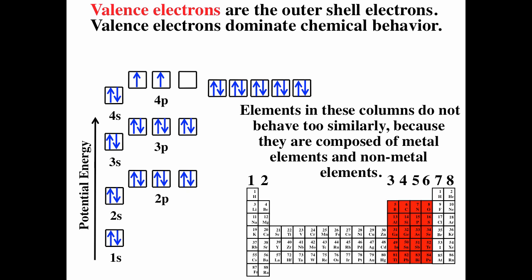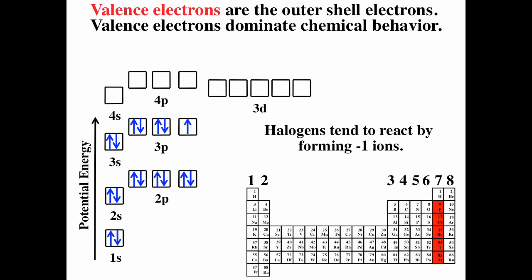Now, these 4 columns don't behave too similarly, because remember, on top you have the nonmetals. If you look at the chalcogen column, on top you have nonmetals, on the bottom you have metalloids. So in these 4 columns, the elements don't behave too much alike. The halogens behave alike. They all form diatomics. They typically form -1 ions.